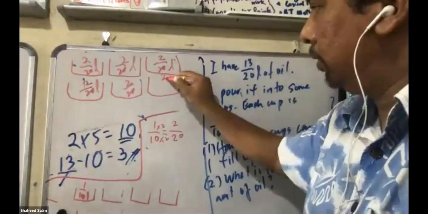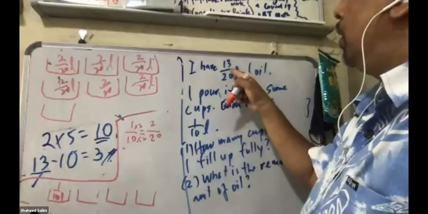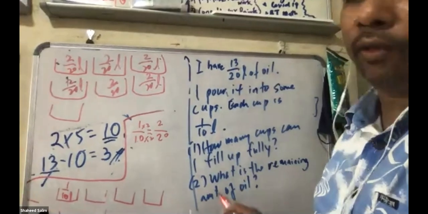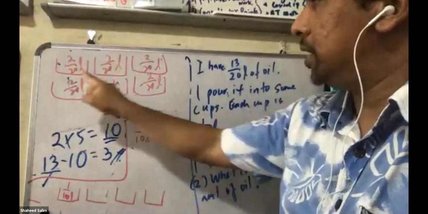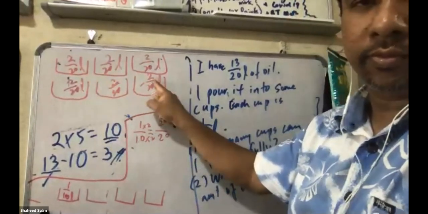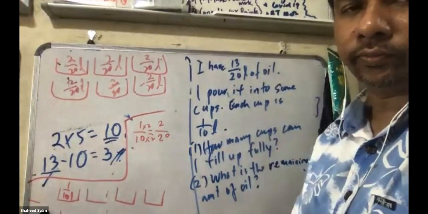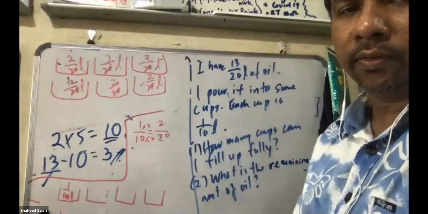Then I put another, 8 over 20. Then down here, the fifth one, 10 over 20. Next one, 12 over 20. 14 over 20, 16 over 20, but I only have 13. So how many cups can I fill up? 2, 4, 6, 8, 10, 12. I can only fill up how many cups? 6 cups. Correct or not?